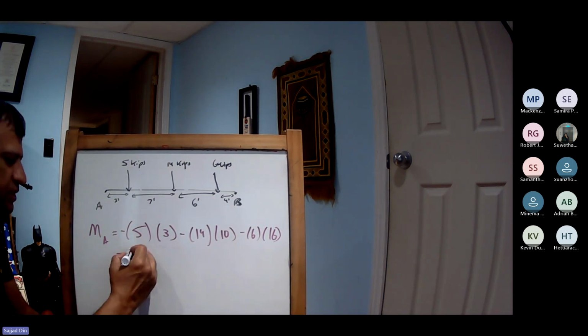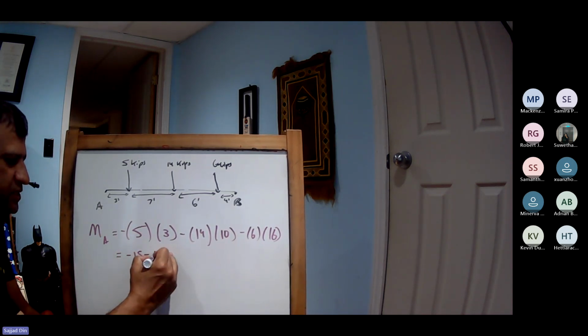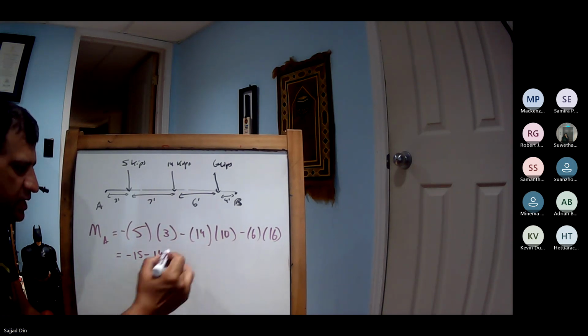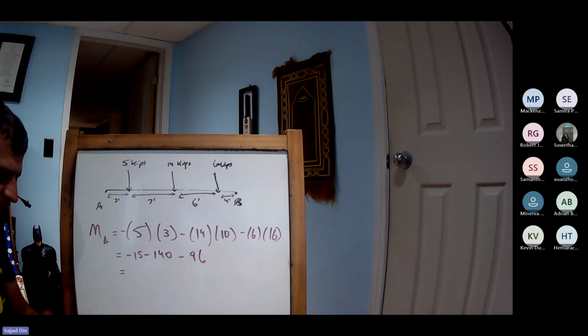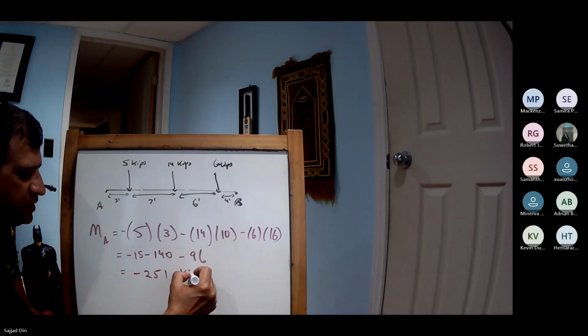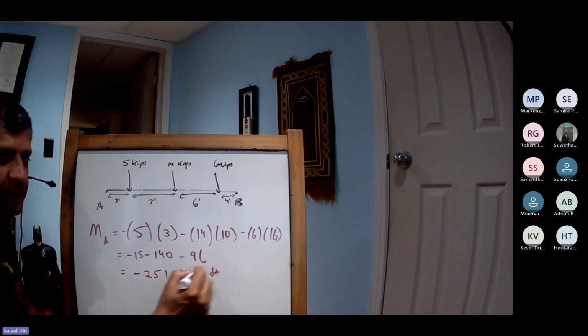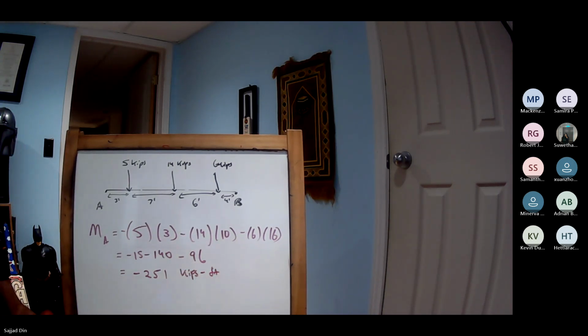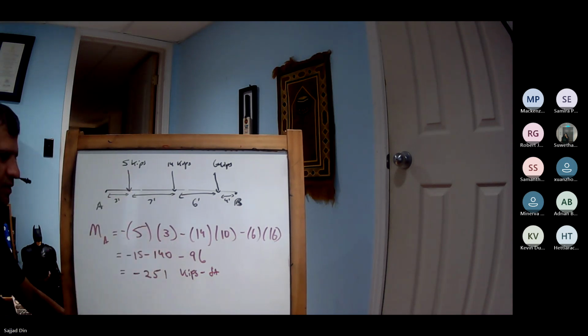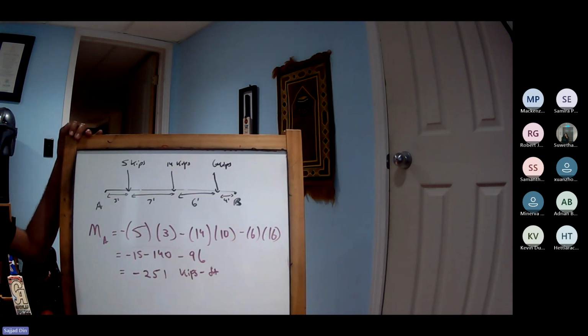And if you go through the entire calculation, it's minus 15 minus 40 minus, what is 6 times 16? 96. You add them all up because they're all minus. Minus 151 kip feet. That's the moment around A. And you can do the same thing for B.